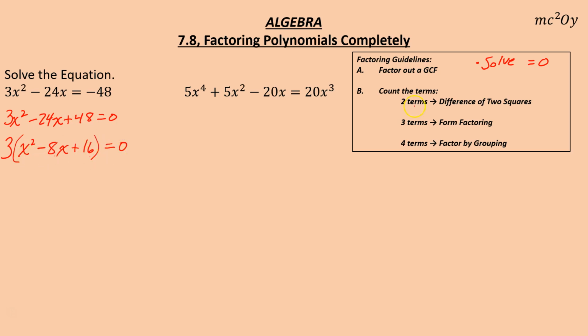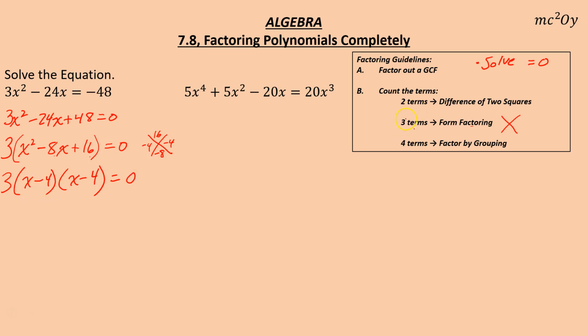3 terms. 3 terms is form factoring. That's where we use the x, remember? Okay, so I look at that and I go, okay, well, 2 things that will multiply to make 16 and add to negative 8. Very similar to the previous problem, except for this time it's negative 4 and negative 4. So we have 3, we have x minus 4, and x minus 4 equals 0.